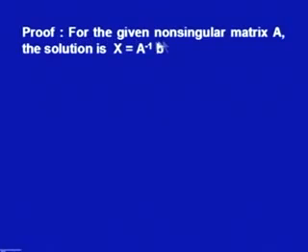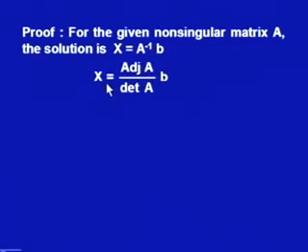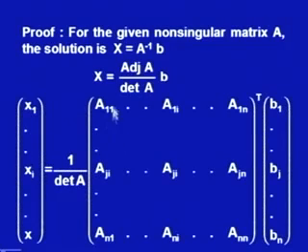So, for the given non-singular matrix A, the solution is x equal to A inverse B. This we have just now established, and accordingly the solution vector x is adjoint of A divided by determinant A, times B. This is the definition I have taken for the inverse, A inverse. So, x is equal to adjoint A divided by determinant A into B. Now, we can write down this equation in expanded form.